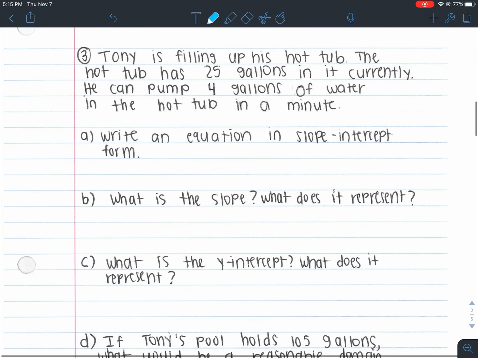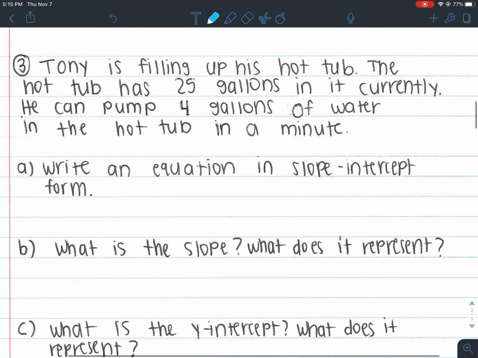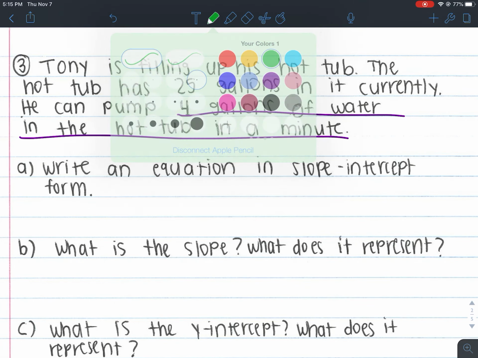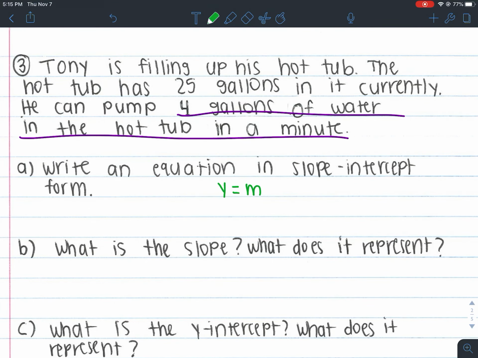Okay, moving on. We have a word problem. Number 3, Tony is filling up his hot tub. The hot tub has 25 gallons in it currently. He can pump 4 gallons of water into the hot tub in a minute. Okay, so that means that he starts with 25 gallons already in the hot tub, and then whatever is filling up the hot tub is going 4 gallons of water every single minute. So each minute that goes by, you're getting 4 extra gallons. Because it's saying 4 gallons of water every minute, that's going to indicate to me, hey, this might be the slope. So my equation, remember, needs to look like y equals mx plus b.